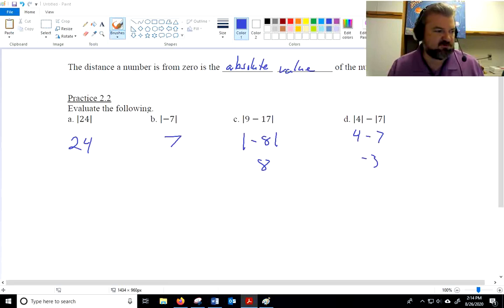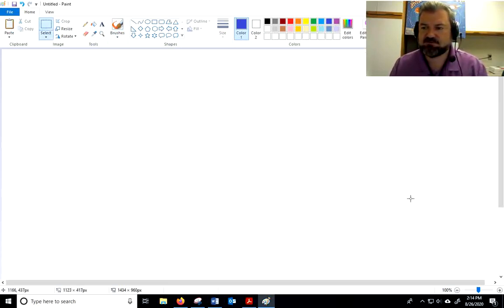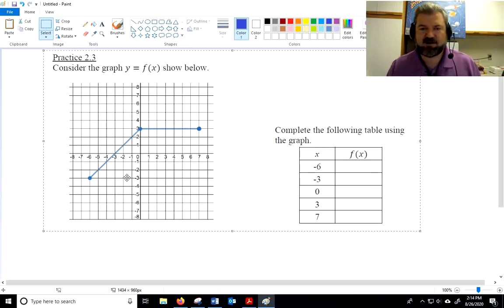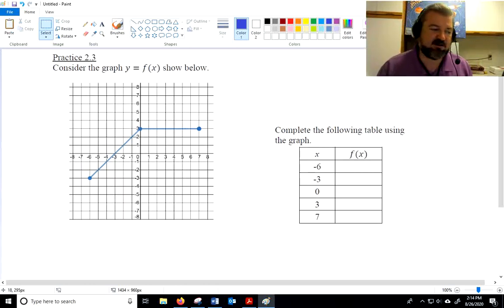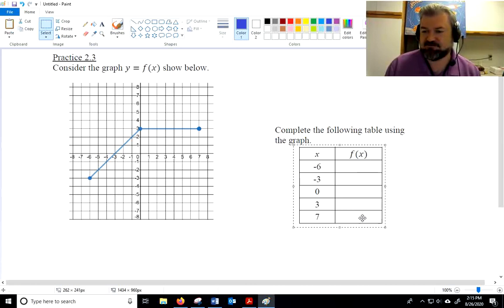So what I want you to do is to take this graph. I want you to fill in a table of values, and then I want you to try and figure out what it does when you take the absolute value of the outside f of x, or if you take the absolute value of x first. You might be surprised. So pause the video and do that, and then we'll go over it together.